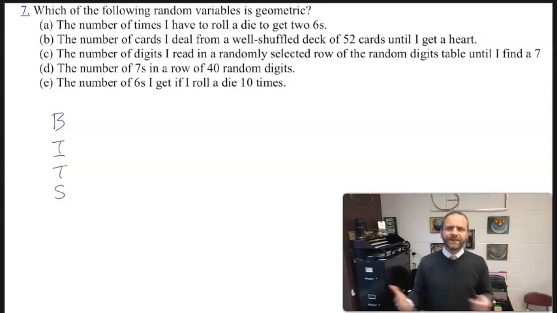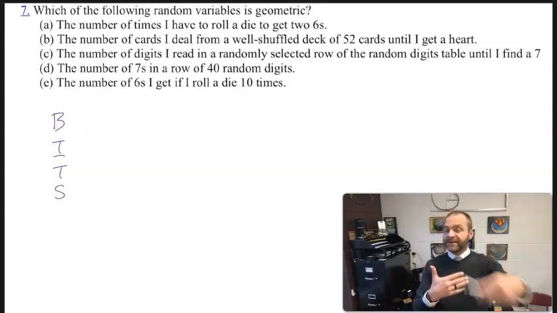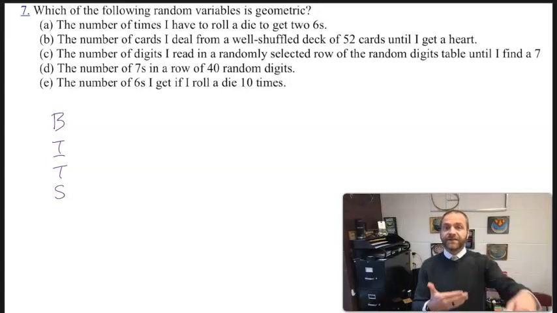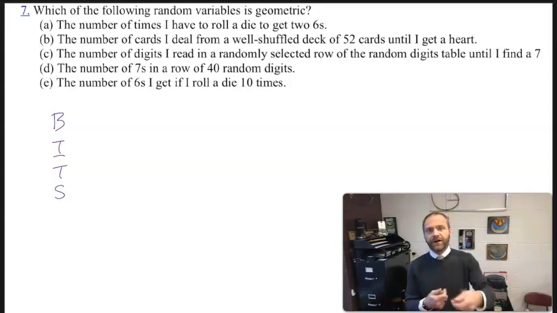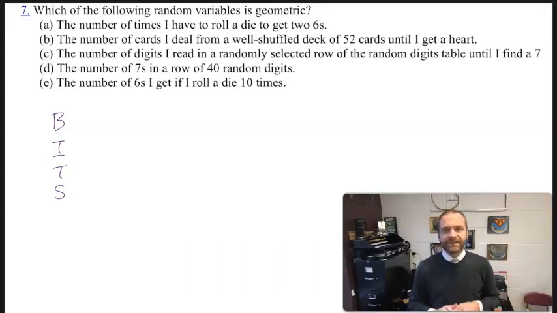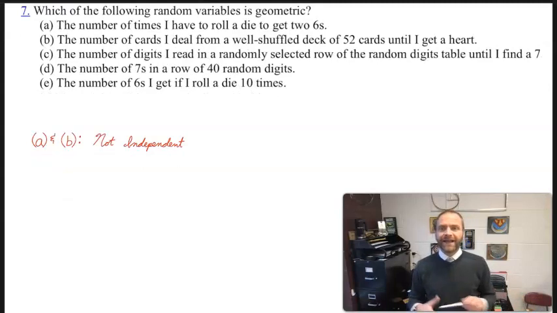So choice B says the number of cards I deal from a well-shuffled deck of 52 cards until I get a heart. Okay, so I see the T here, the number of cards until something happens. But if I'm dealing cards from a deck, I'm not replacing, which means I'm decreasing the number of cards in the deck. I'm going from 52 to 51 every time, to 50, to 49 and so on. So I'm going to go ahead and say A and B are not independent. And so that's a really good thing. I can cross those out. I know it's not A. I know it's not B. So now I'm on C, D, and E.